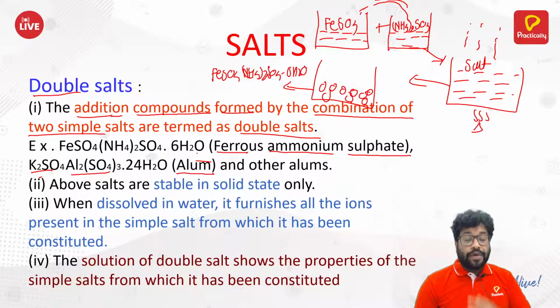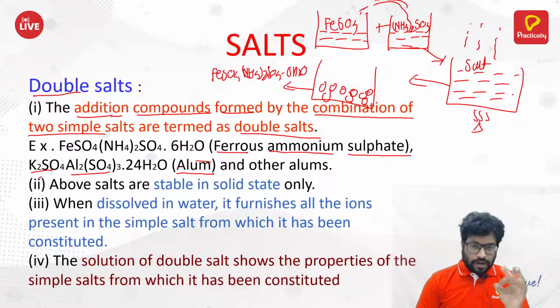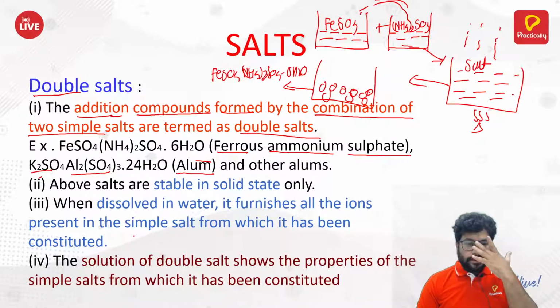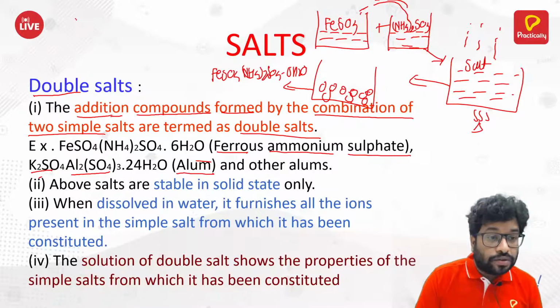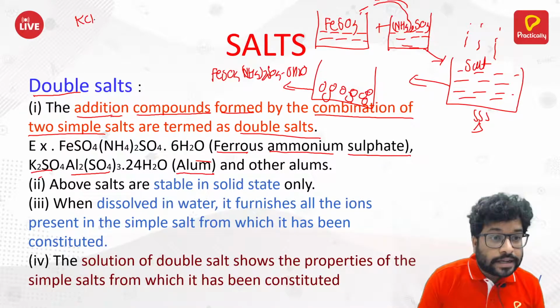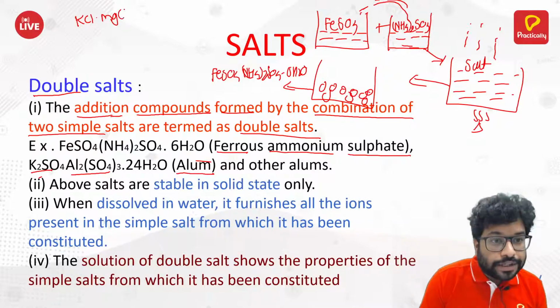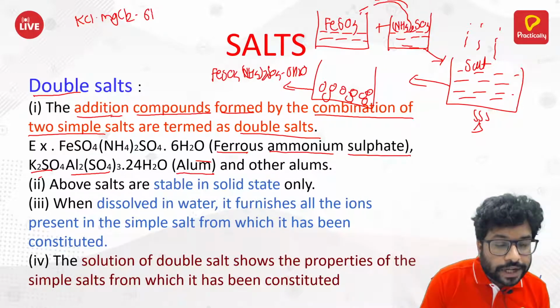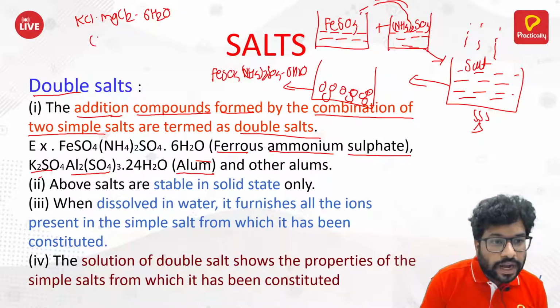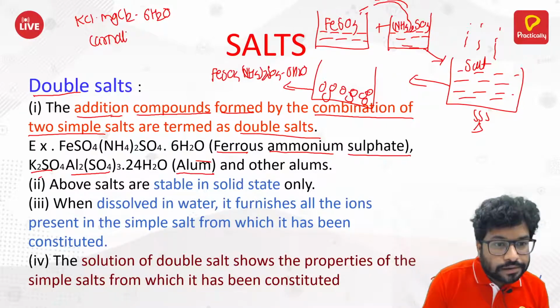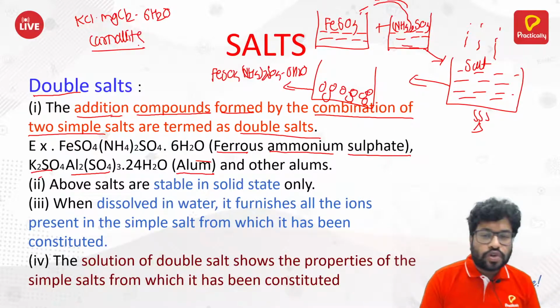Now one more thing. The above salts, whatever salts you are seeing here, that is ferrous ammonium sulfate and alum. Then you also have a compound called carnallite, KCl.MgCl2.6H2O. That is called carnallite. This is also a double salt.